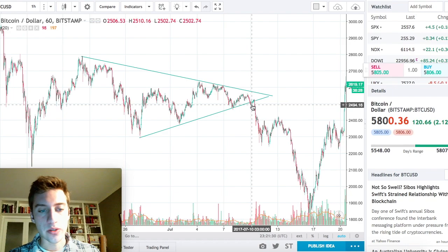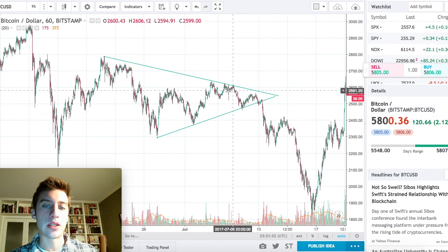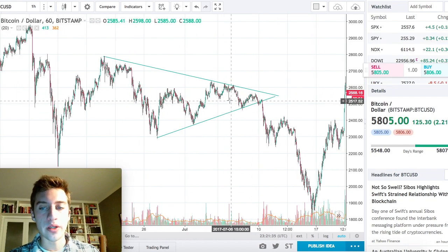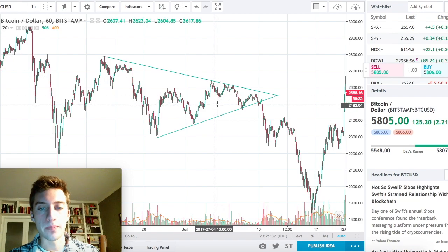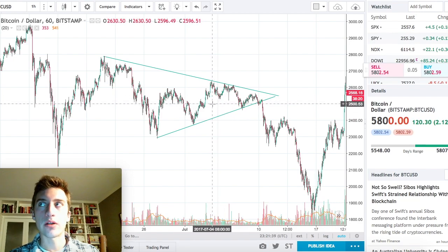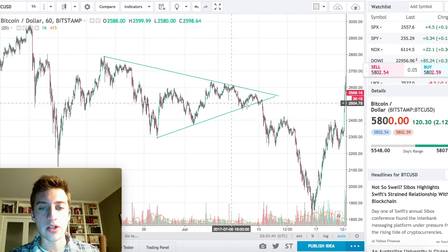Well, how do you trade these? There are two different ways you can trade a symmetrical triangle. One is to buy, and I'm going to be using the bullish example for this. Imagine this was bullish.